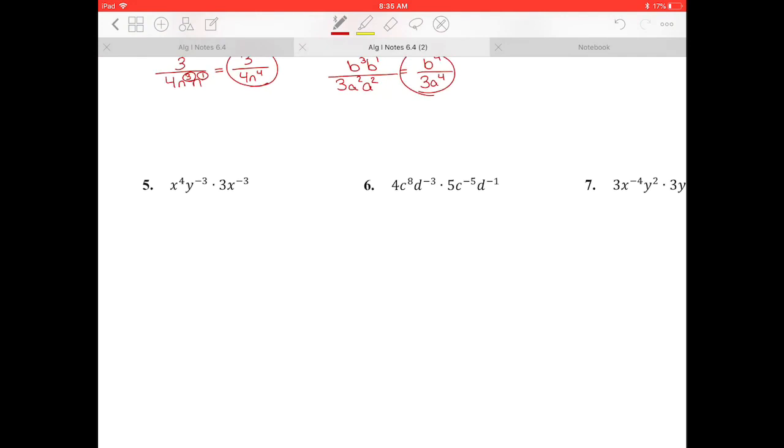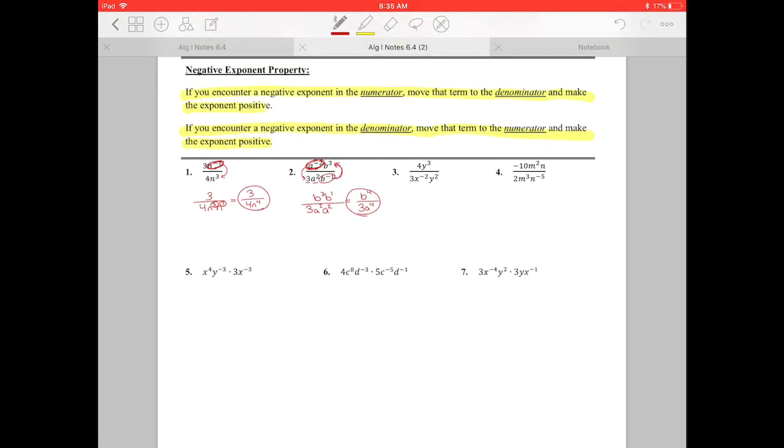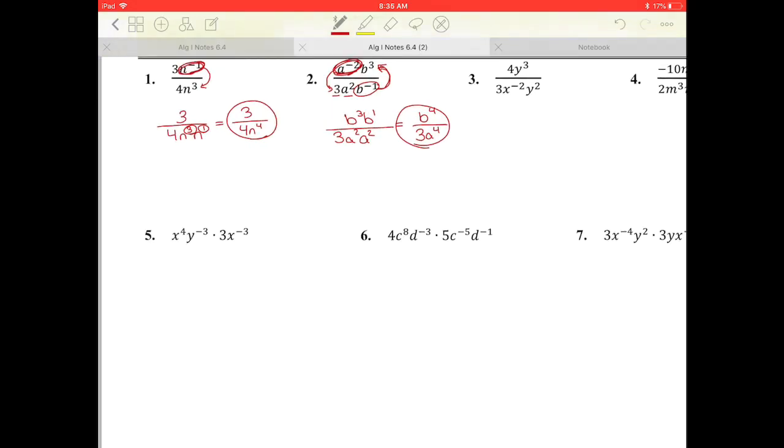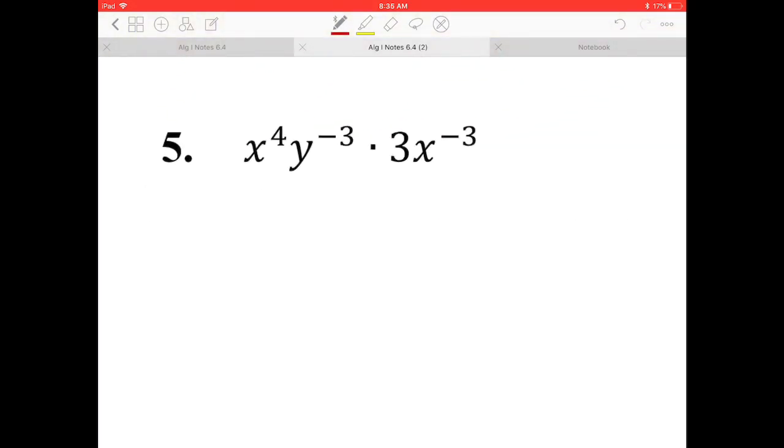What I do want to show you, though, is problems like 5, 6, and 7, which don't start off as a fraction. It's like, what do I do if it's not a fraction? Well, I hope you guys know by now that anything can be turned into a fraction just by putting it over 1.